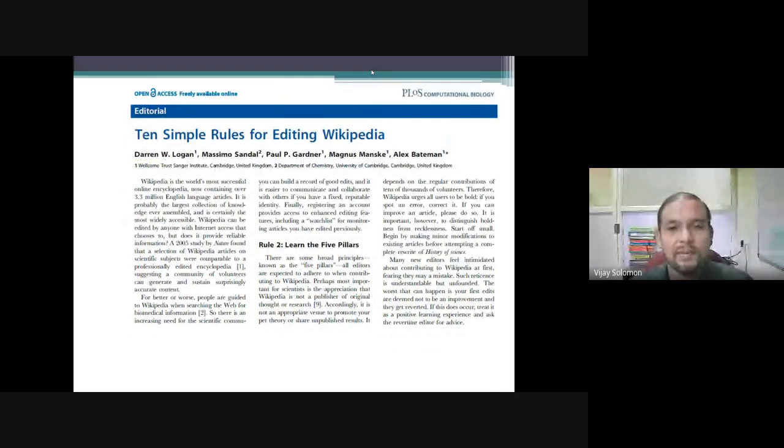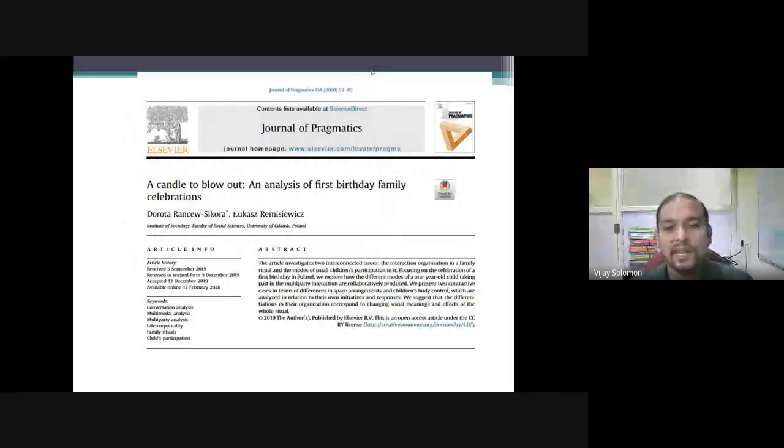A Candle to Blow Out: an analysis of first birthday family celebrations. This is an interesting paper where they compare two families, how they celebrated their child's first birthday, taking pictures, and they have narrated their backgrounds. A Candle to Blow Out, a very interesting paper, appeared in the Journal of Pragmatics.